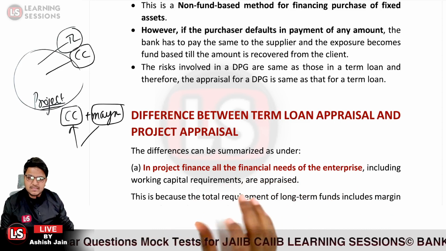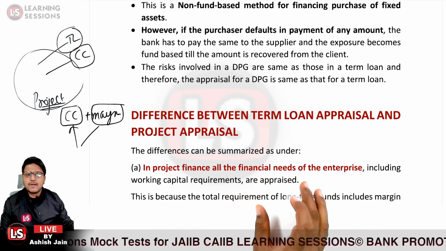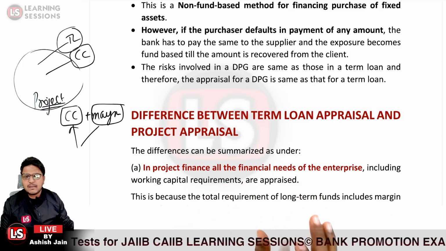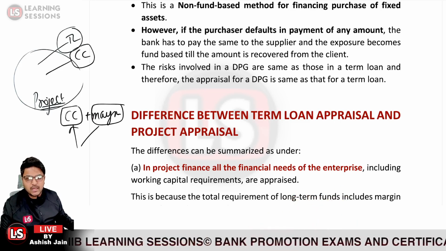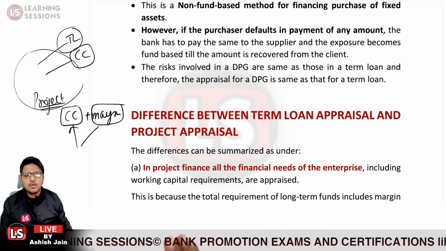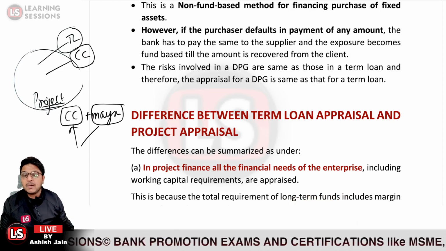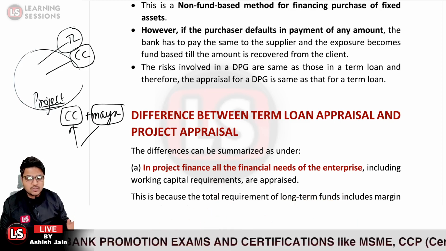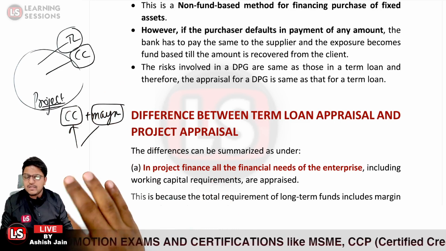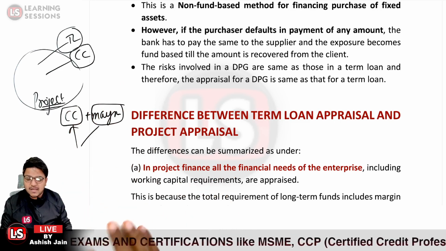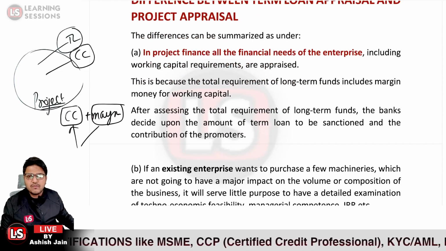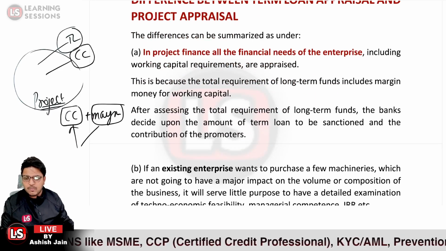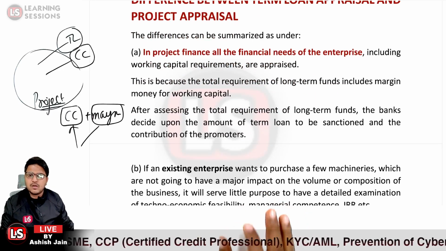So in project appraisal or project finance, all financial needs of the enterprise, including the working capital requirement, are appraised. So each and everything will be looked into. Because the total requirement of long-term funds includes a margin requirement too. So along with the long-term funds, we also require the margin requirement for the CC limit itself. Whereas in the case of term loan appraisal, that aspect is not looked into.